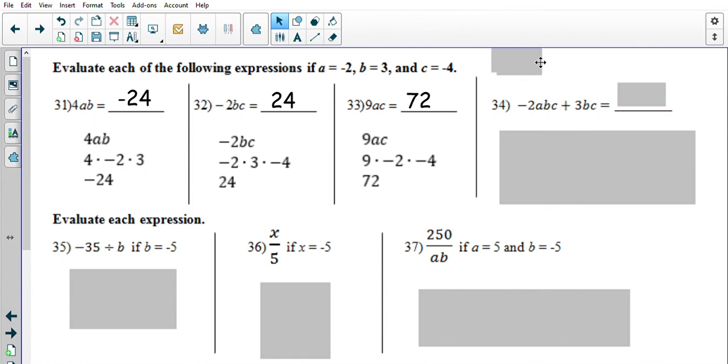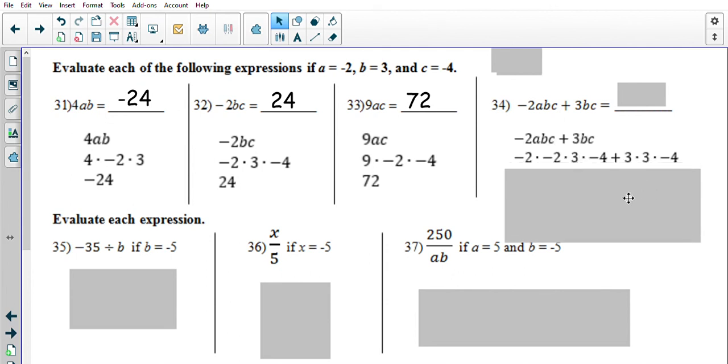All right, pay attention to number 34. This is a little higher level. Negative 2ABC plus 3BC. Plug them in first. Negative 2 times negative 2 times 3 times negative 4 plus 3 times negative 4. All right, we've got 3 negatives in this first set, which means it's negative. 2 times 2 is 4. 4 times 3 is 12. 12 times 4 is 48. So we've got negative 48 from that first section.